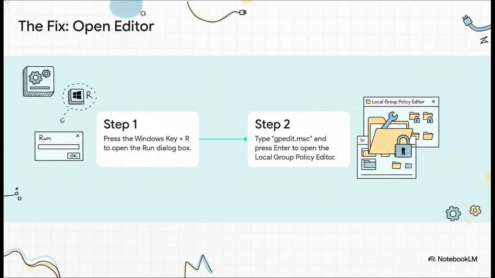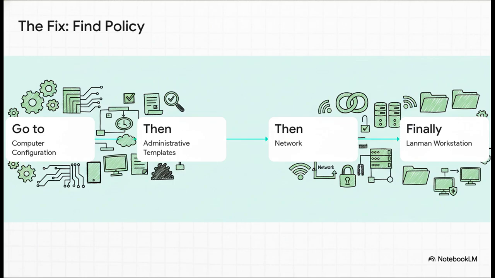The tool we need for this one is called the Local Group Policy Editor. It's a really powerful control panel for all kinds of Windows settings. The fastest way to get there is to press the Windows key and the R key at the same time. That opens the run box. And then just type in gpedit.msc and hit enter.